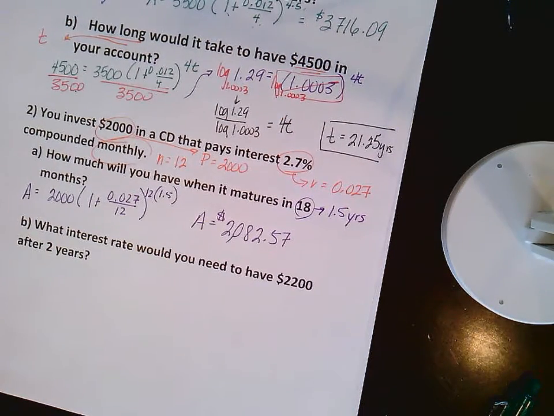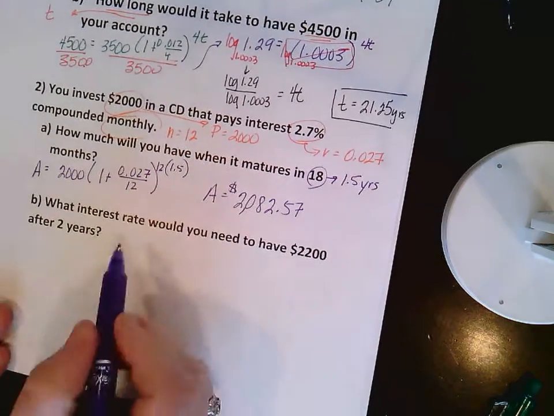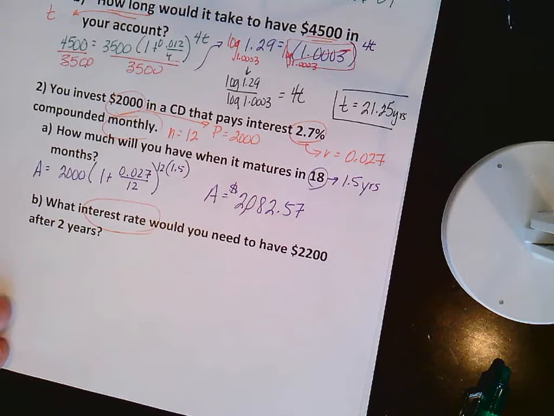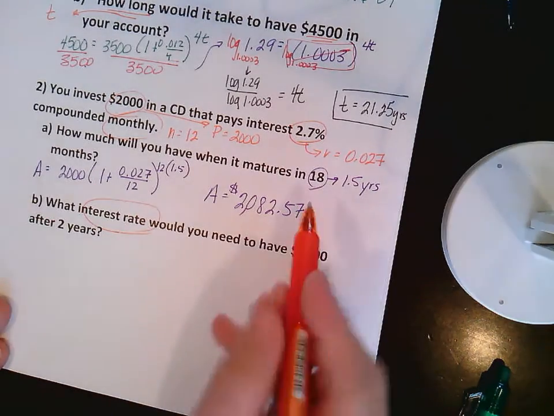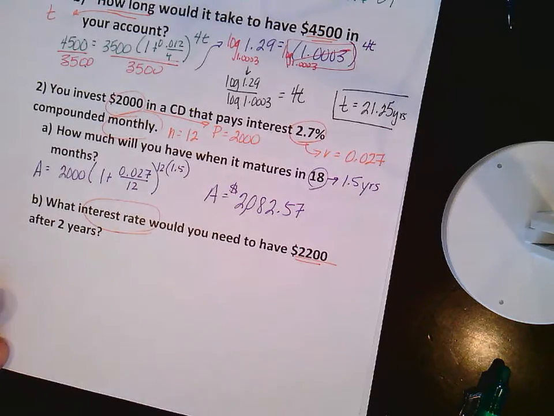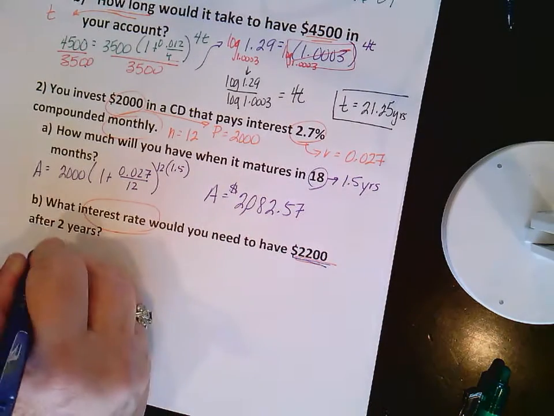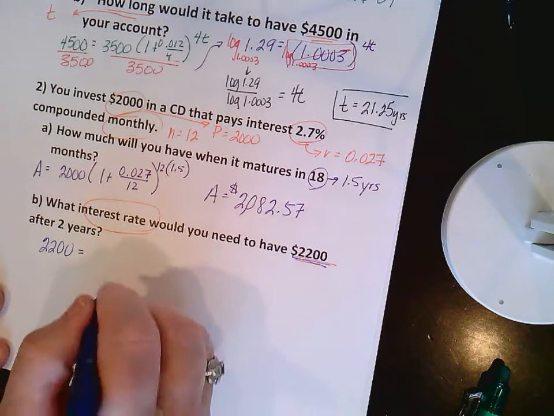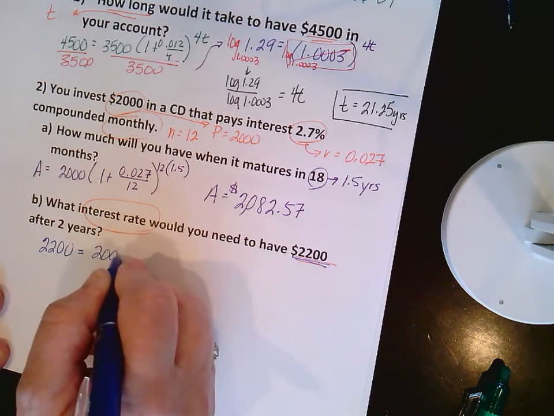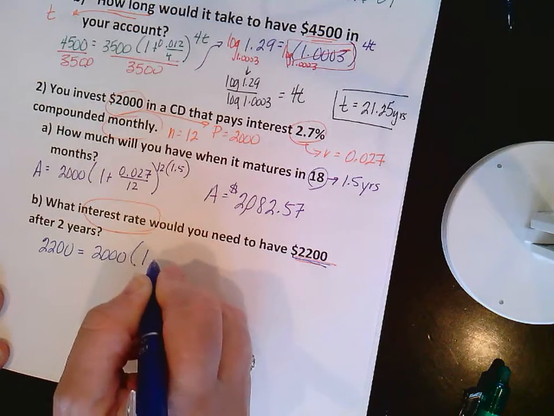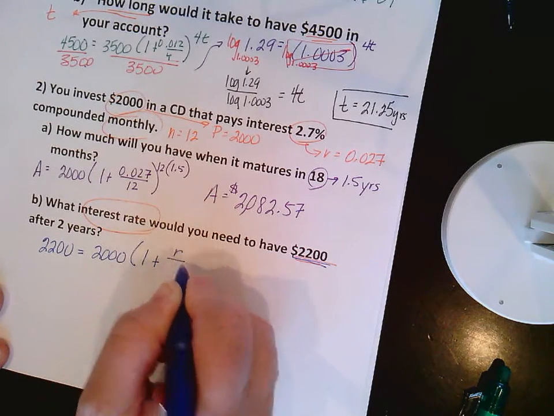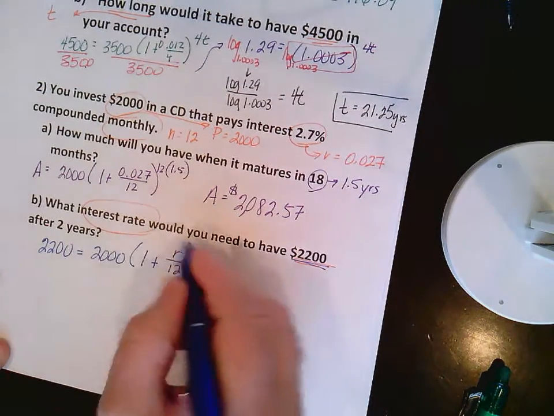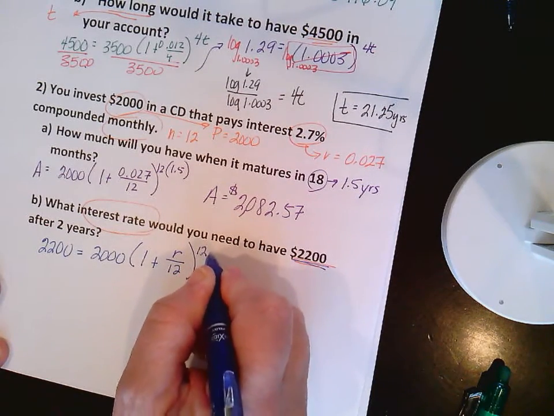Okay. Now, what interest rate? This time what we're looking for is the rate. So that's the part we don't know. This is what I want at the end. So if I plug that into my formula, the amount at the end is 2,200 equals the 2,000 that I started with times 1 plus my rate, which I don't know, divided by my N, which is 12, and then it's 2 years, so it's my N, which is 12, times my T, which is 2.